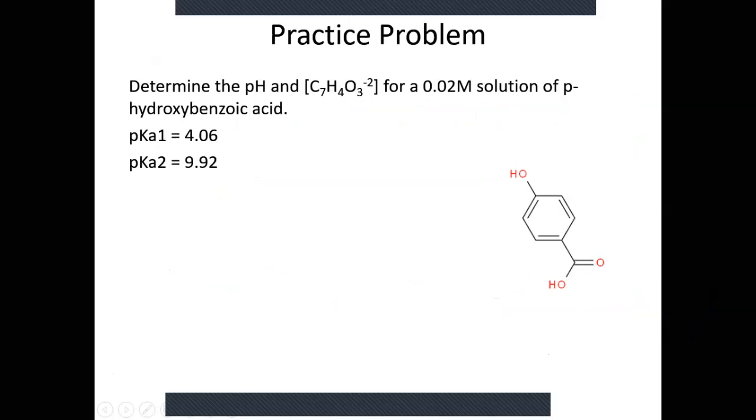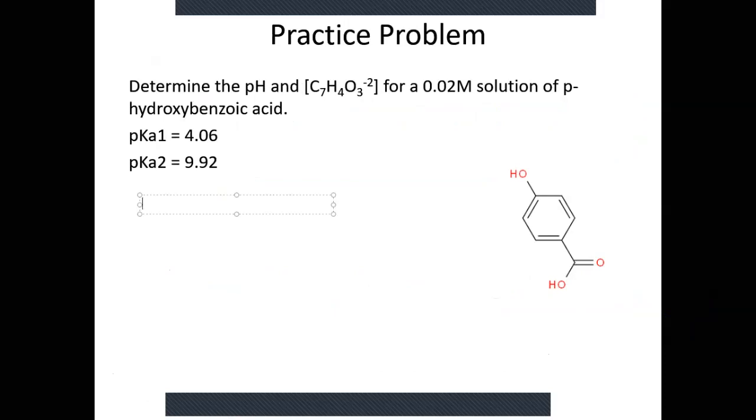So here it wants us to determine the pH and the fully deprotonated conjugate base of para-hydroxybenzoic acid. It's a 0.02 molar solution. And it gives us pKa1 and pKa2.